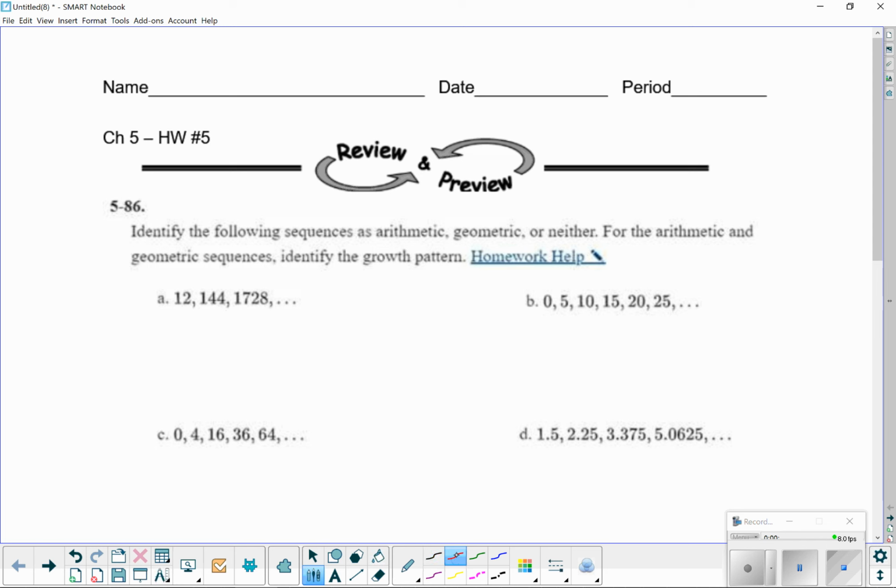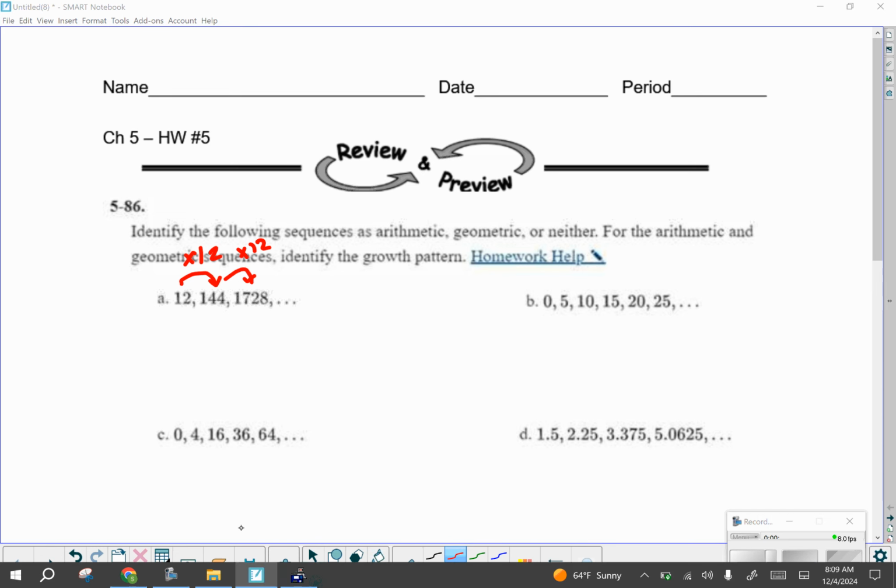All right, so number 1, so let's say from 12 to 144. Okay, that looks like it's multiplied by 12 because I know my 12 times 12 is 144. Now, I know that's times 12, but is it the same for 144 to 1728, right? So is that also times 12, right?